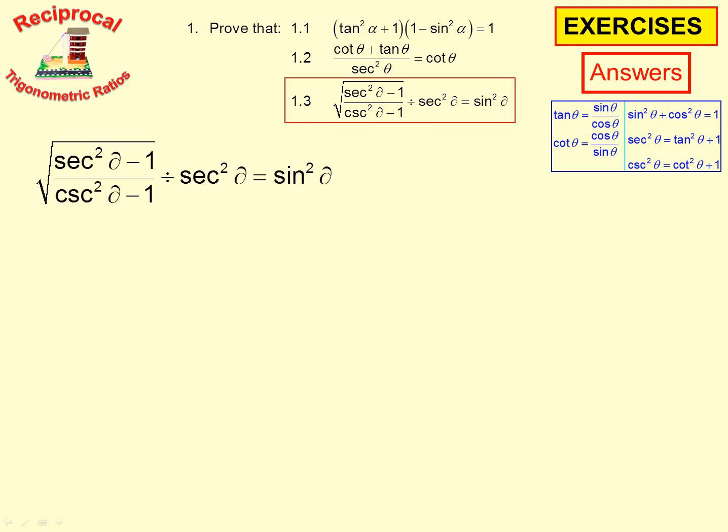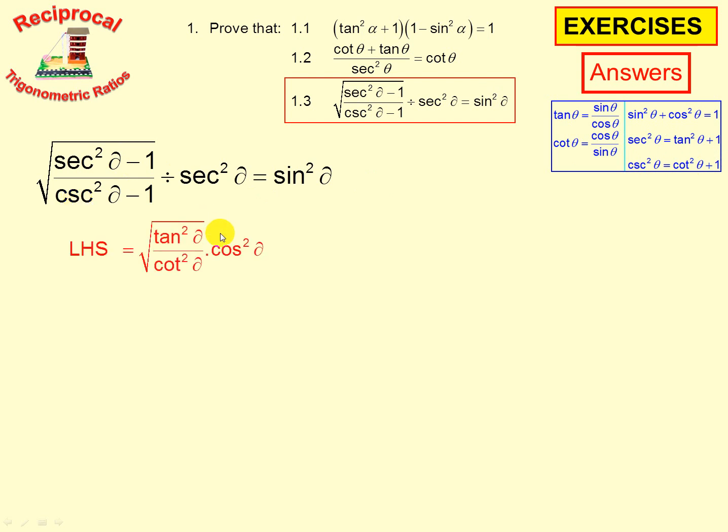This one looks terrible, but have a look. As soon as I see sec squared or cosec squared, I think, well, what about the Pythagorean identity? So I have a look and I'll say, well, sec squared is tan squared plus 1. Well, that means sec squared minus 1 is tan squared. So there's your tan squared. Cosec squared is cot squared plus 1. So cosec squared minus 1 is cot squared. So left-hand side, we have that.